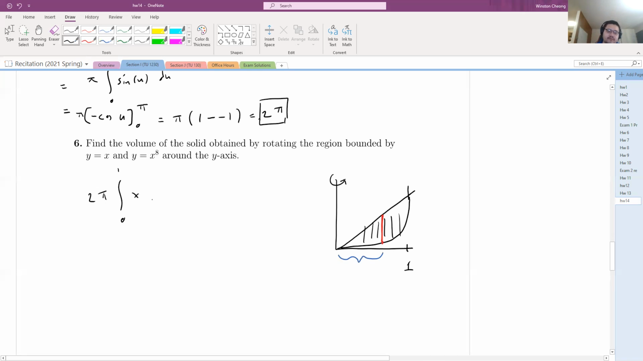And then the height this time is actually going to be the subtraction of the two functions. So here it's going to be x minus x to the 8th, right? So this difference would calculate the length of that red segment. And then we integrate this with respect to x. And now we just go ahead and chug through the calculation. First, I'm going to simplify the inside. x squared minus x to the 9th dx.